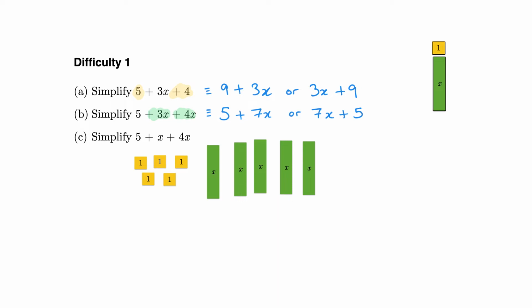Now, if you wanted to do this without the tiles, it would help to realise that the x is actually the same as 1x. There's an invisible 1 in front of that x. We normally don't bother writing it. We understand that x means one lot of x. But if that 1 was in there, you could see a bit more clearly why 1x plus 4x gives you the 5x that we need in the answer.